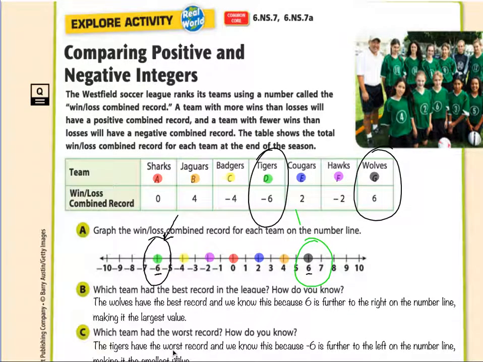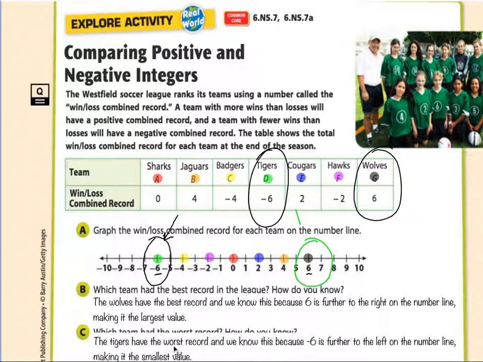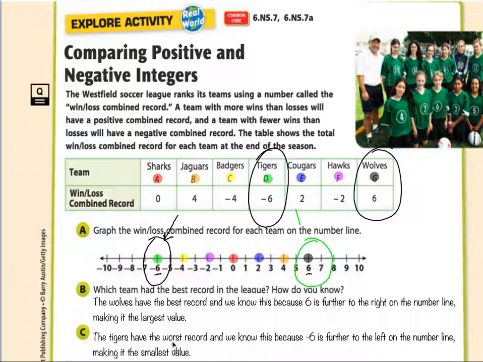Okay, so the Tigers have the worst record, and we know this because -6 is further to the left on the number line, or is the furthest on the left. So we can use a number line to help us determine which ones are least and greatest. Greatest has to be furthest to the right. Least has to be furthest to the left. So least and left.